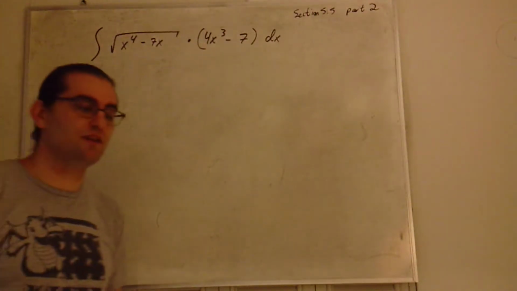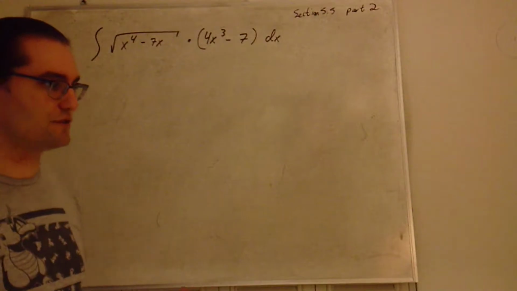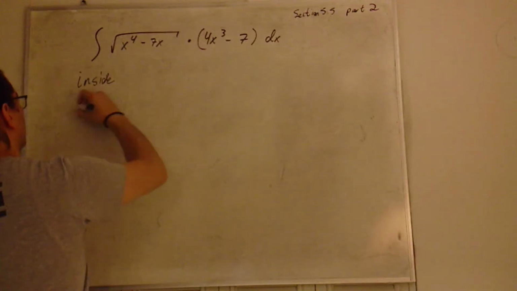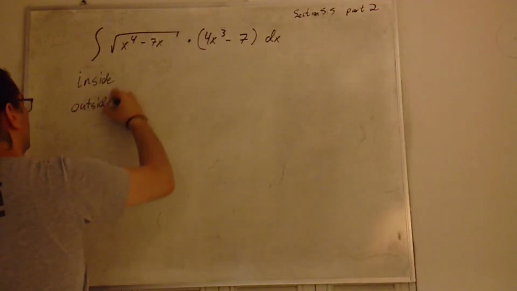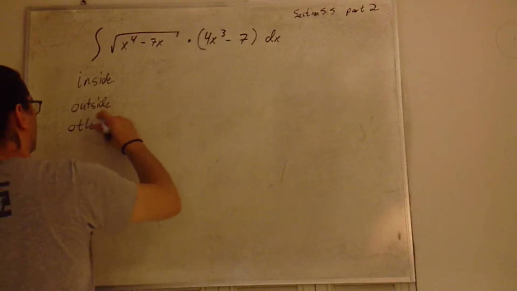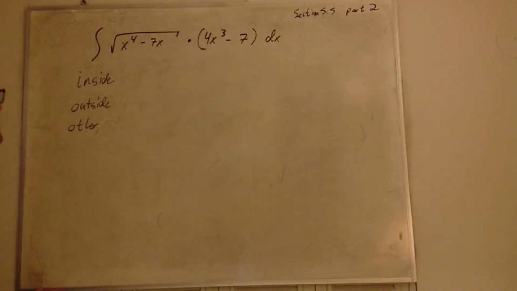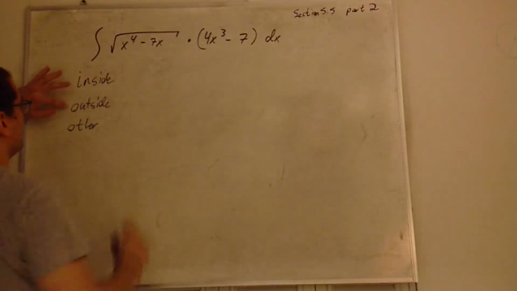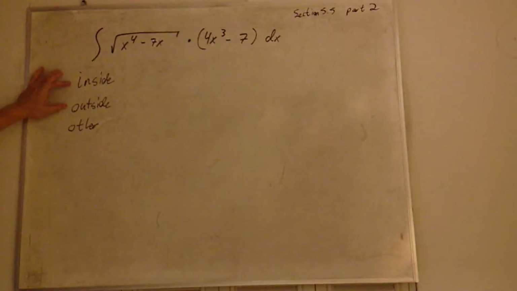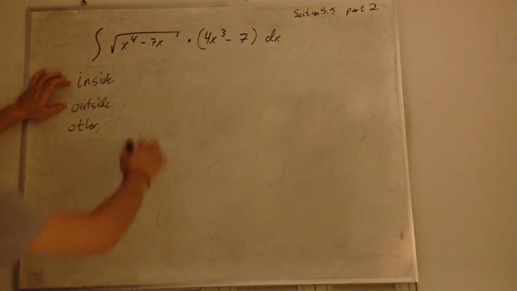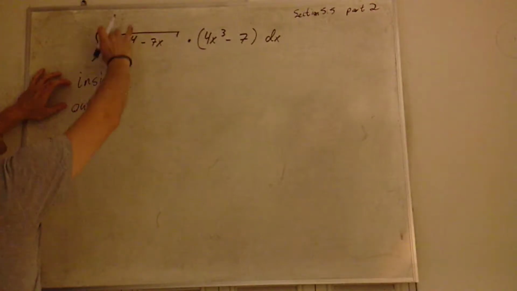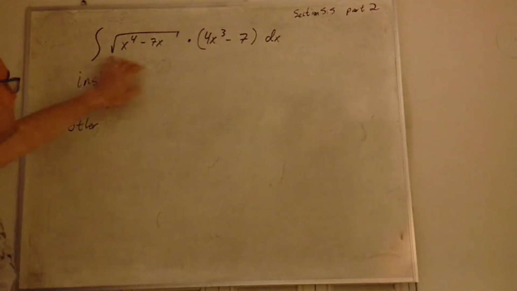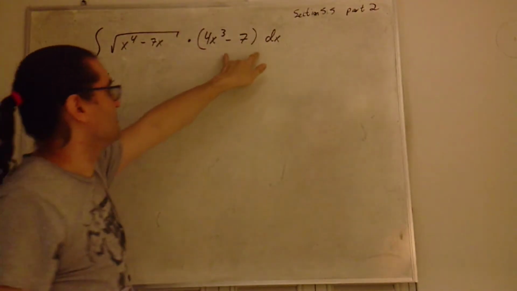The mechanics of integration by substitution start with identifying pieces. We need the inside, we need the outside, and we need the other. These are the three pieces that we need to identify within this mess. The inside and the outside are the two pieces of the composite function. And this is the composite function, square root of something else. Square root's on the outside, polynomial on the inside. This is the composite, so this bit's going to be the other.